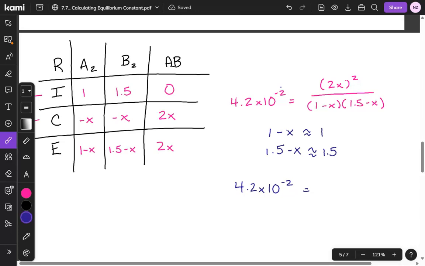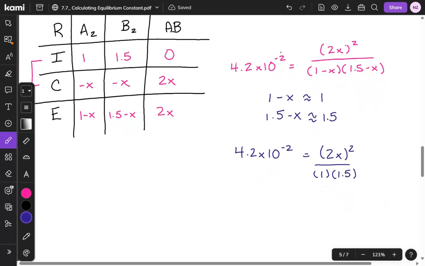this looks a lot cleaner. So it'll just be 1 and 1.5. Okay, so this is a lot easier to solve, so I would need to multiply both sides by that, divide by 2, take the square root, and you get x is equal to 0.125.